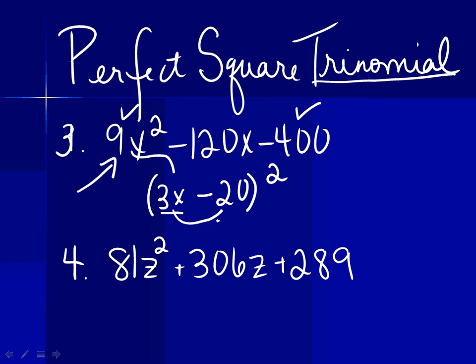All right, now we're going to check for the 120. 3 times 20 is 60. Then you have to double that. That gives me 120, so my answer is correct.